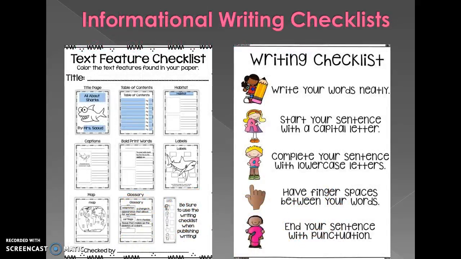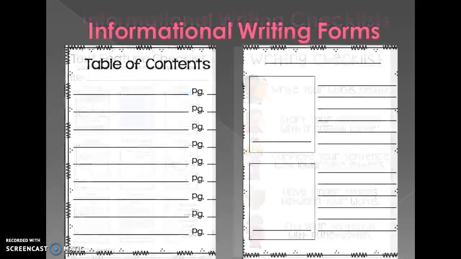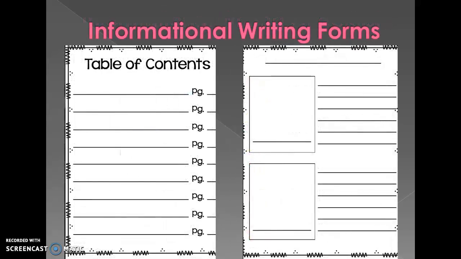Here are a couple of the checklists that the students will be using. The text feature checklist will be especially helpful since this is the weakness and that particular standard. So we're happy to have this to use with the project. These are other forms for the chapter book.